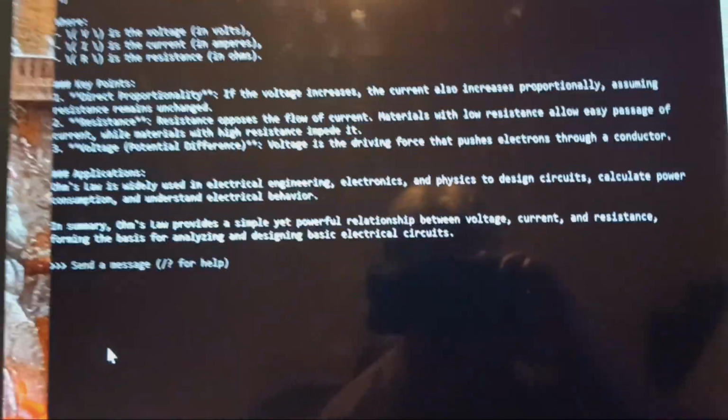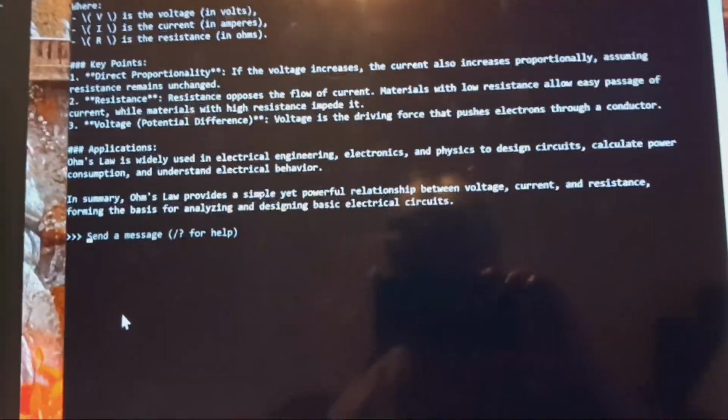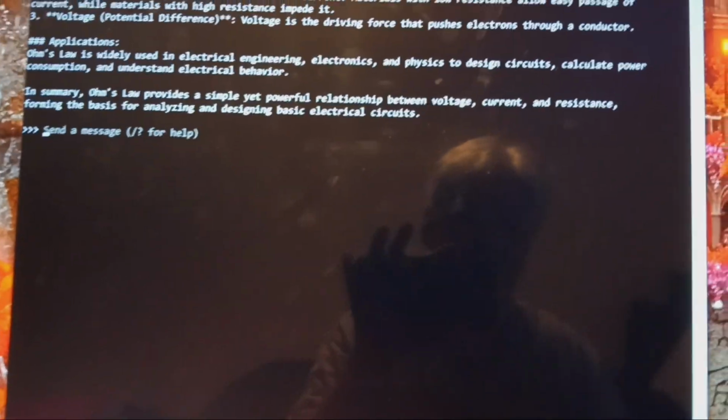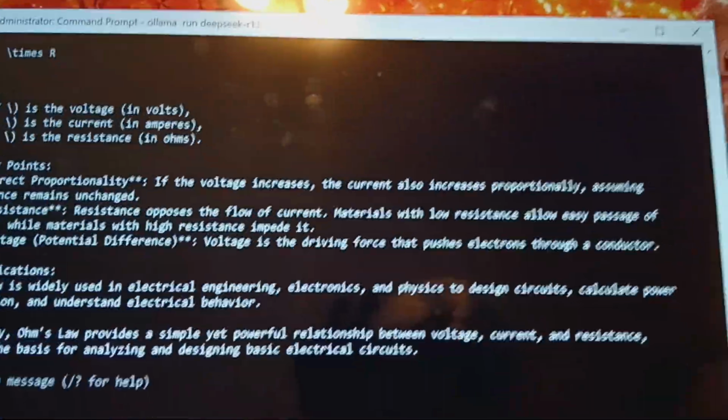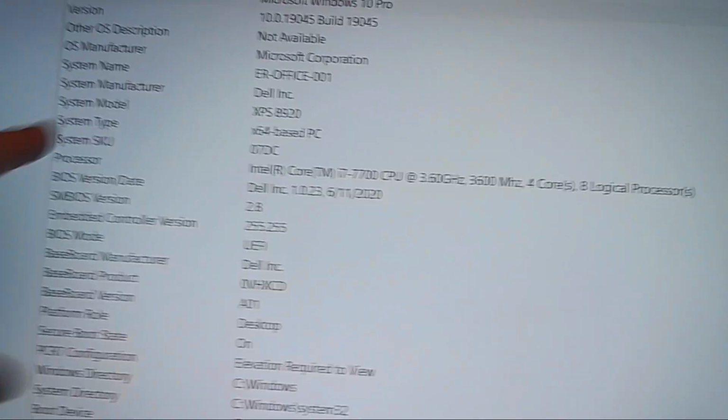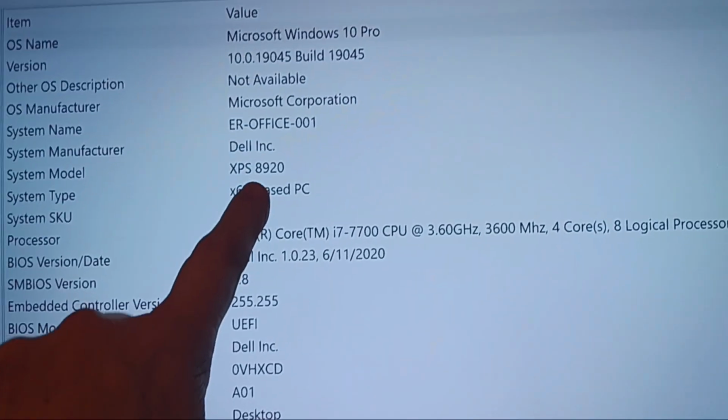Okay, before we continue, let me explain what's going on here. This is DeepSeek R1 running on my local PC. This is not the same as DeepSeek on the internet, where you have to go to the website. And I'm going to show you the difference in just a second. But first, let me see if I can find the system info. Here it is. This is what my PC has, and we looked at that, right? It's a Dell 8920.